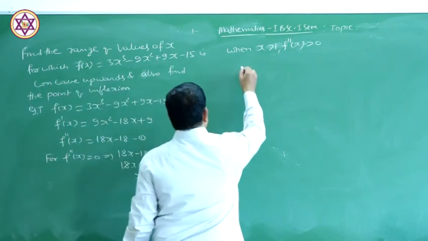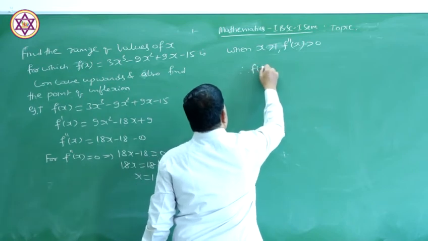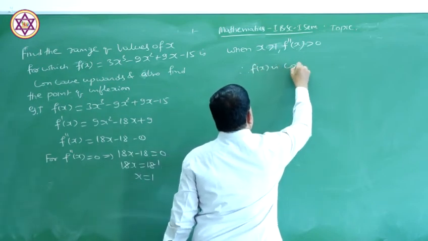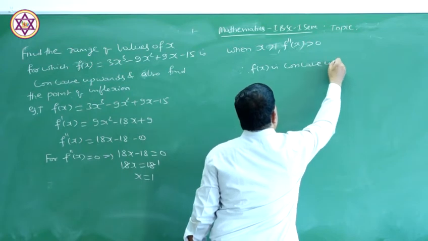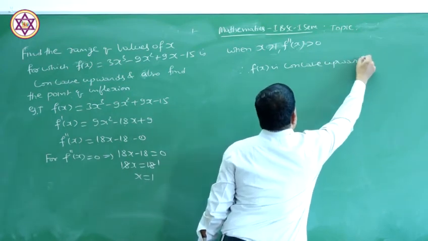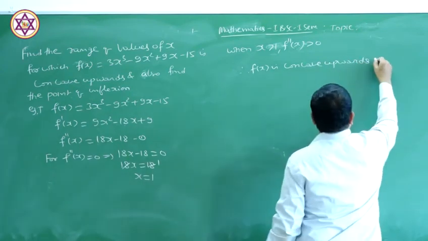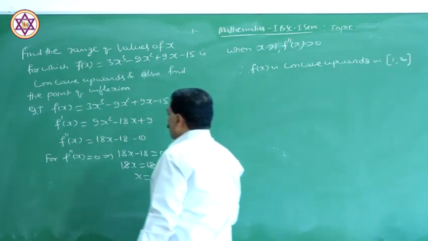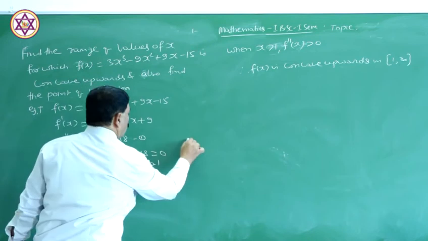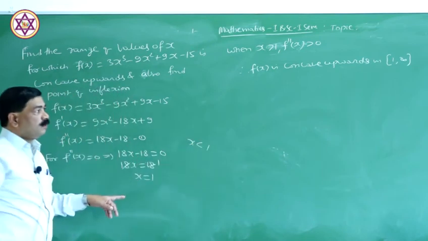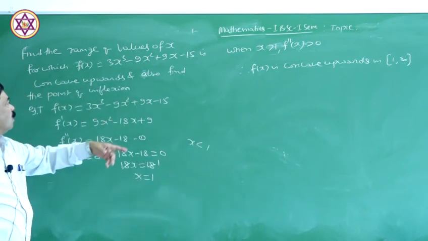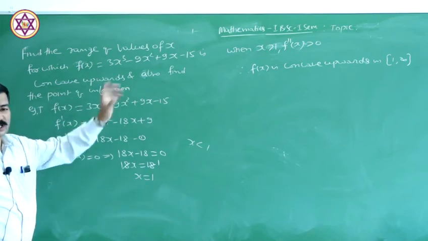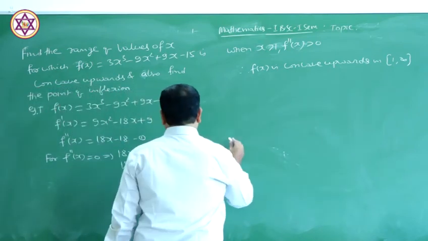Therefore, f of x is concave upwards in the interval 1 comma infinity. If we take less than 1, we get negative, we get concave downwards. That's why I am considering greater than 1. Next, point of inflection.